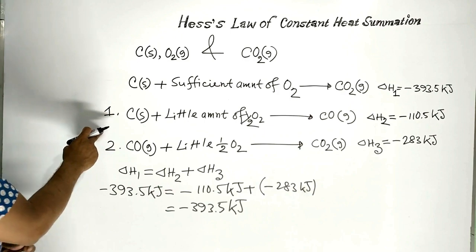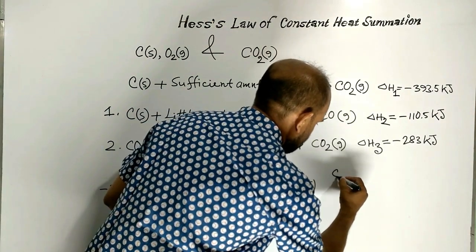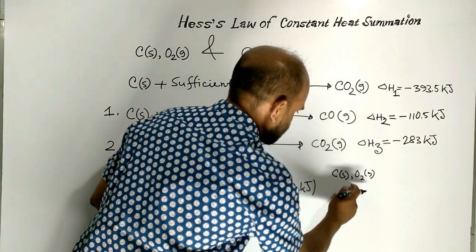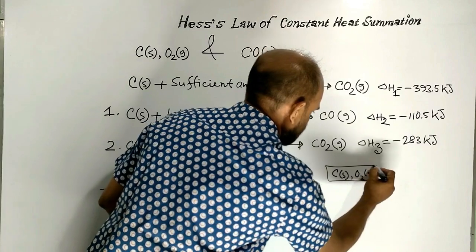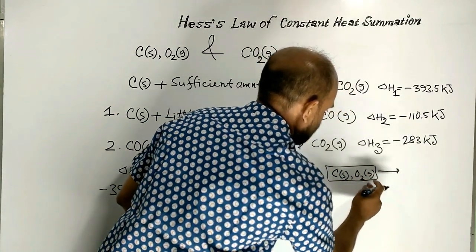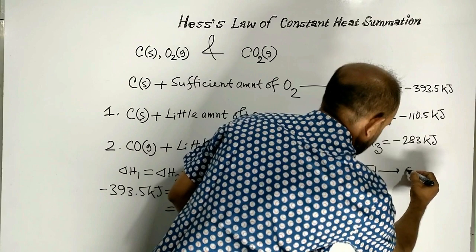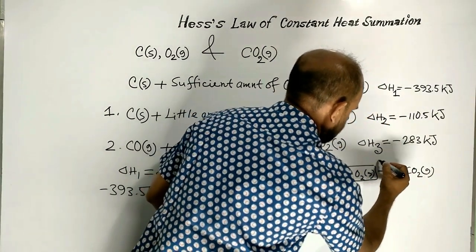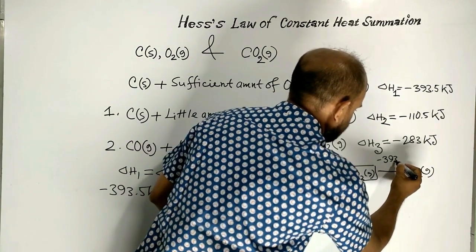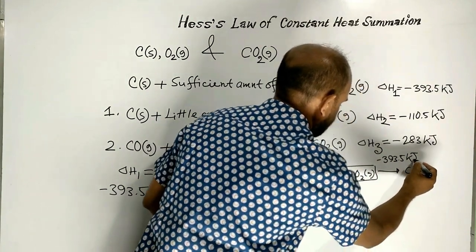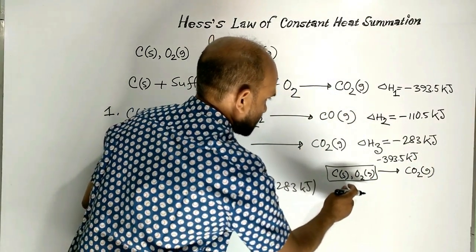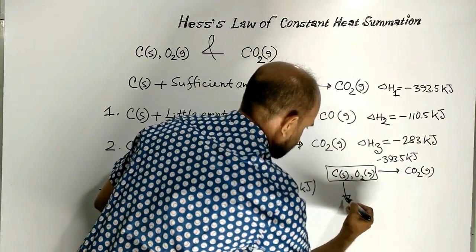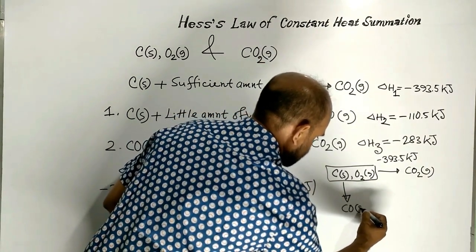These reactions can be shown simply in this way: carbon and oxygen reactants. In one step, reactants convert to carbon dioxide gas. Here, heat change is minus 393.5 kilojoule. But when carbon dioxide is produced in 2 steps, in the first step, carbon monoxide gas is produced.